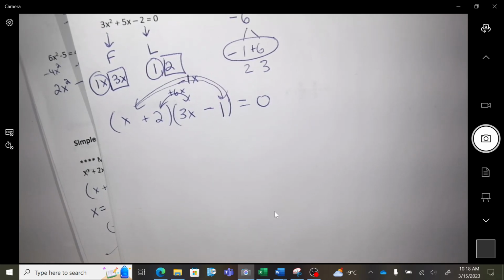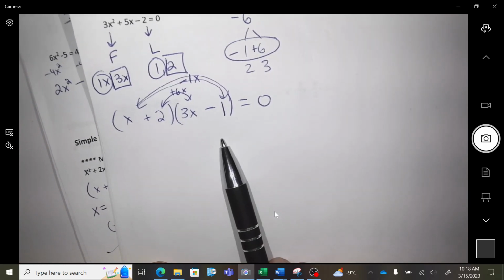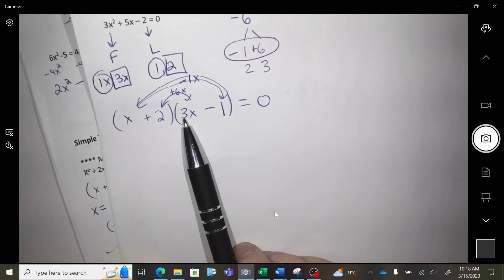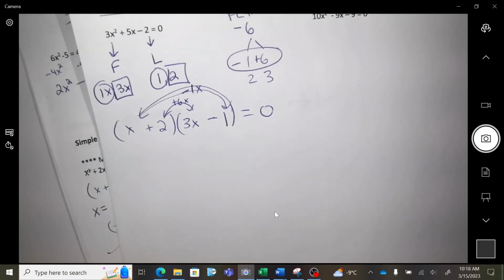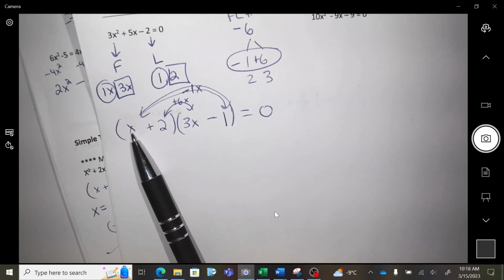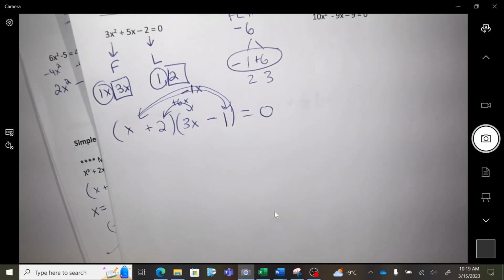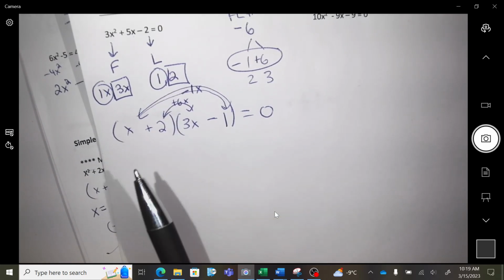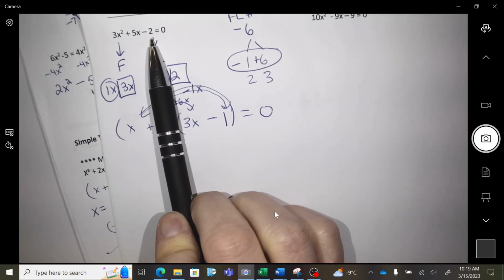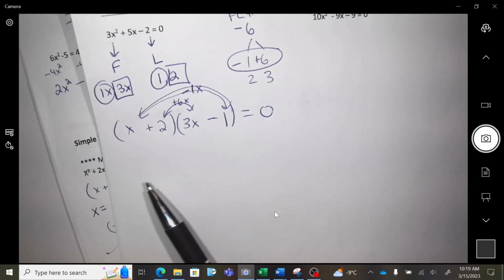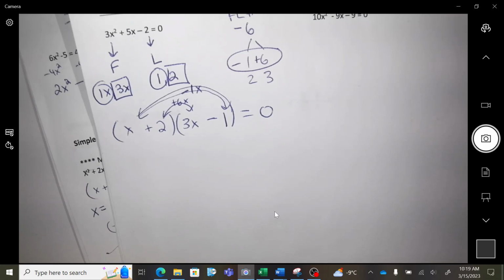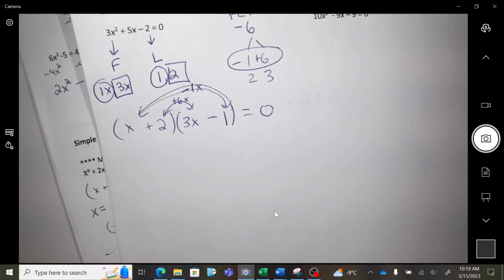What's frustrating for me is when people factor these wrong, because you should check your work. How do you quickly check your work? FOIL this. Does your first times your first make 3x squared? Do your outsides and insides, when you multiply your outsides and insides, would you end up with 5x? Does your last times your last make this last? Okay, it's just foiling. You should be faster at foiling than factoring, right?